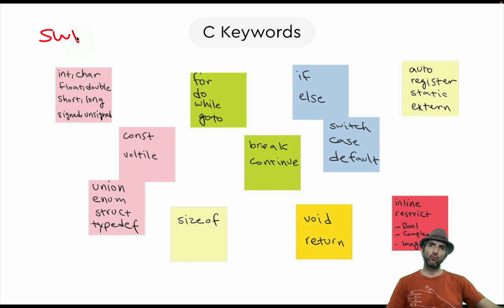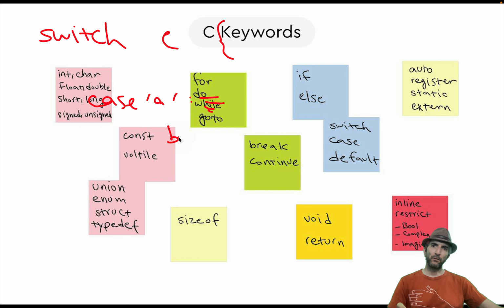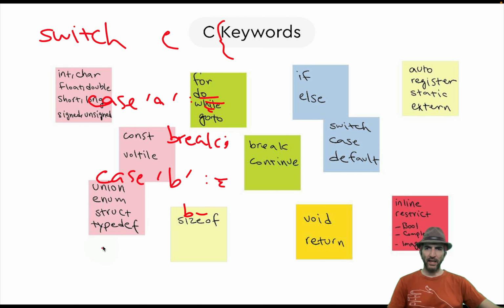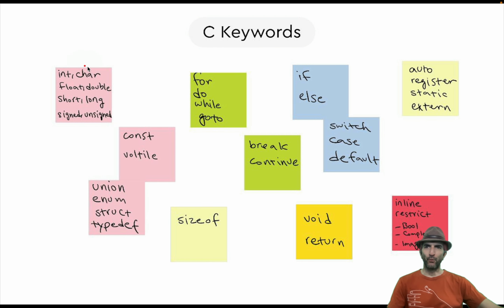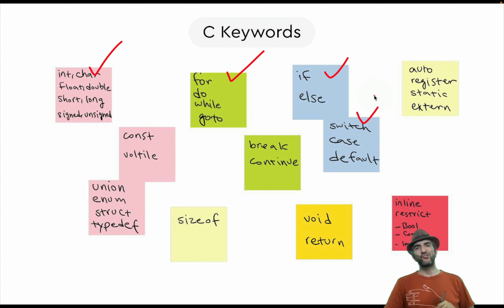You can say switch based on your character, case A, if it's A, do this and add a break here. We will see break a little bit later. Obviously, I'm not teaching C, I'm just reviewing the keywords with you quickly. Case B, blah blah, break, and then you can say default, the default case is this one. So this is switch, case, and default. So we know about the variable types, about the loops, if and else, and switch and case.